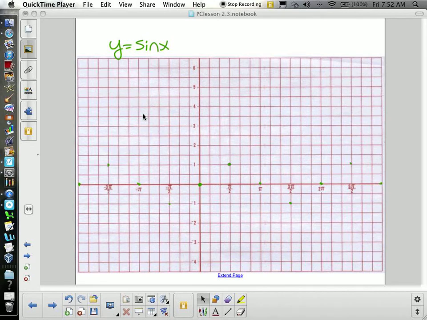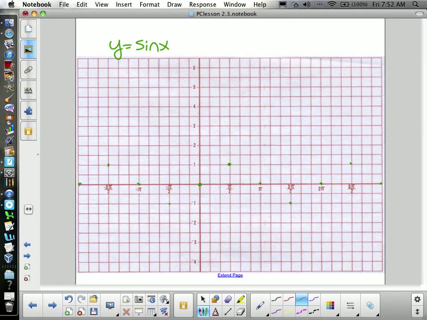Because a graphing technique that we like to use is plotting critical points and then sketching a curve to fit those critical points. And once we've got that, we can graph our function. Try again. It's not going to be perfect. We do the best that we can.